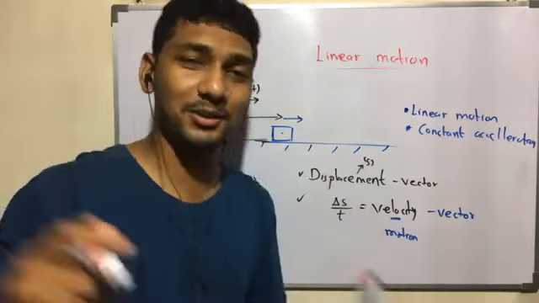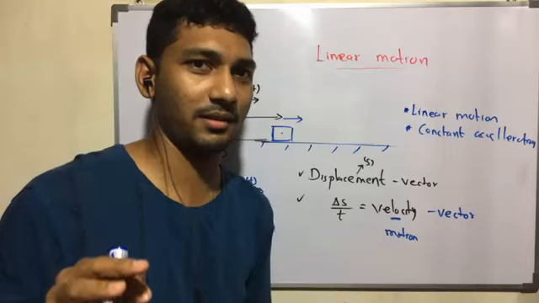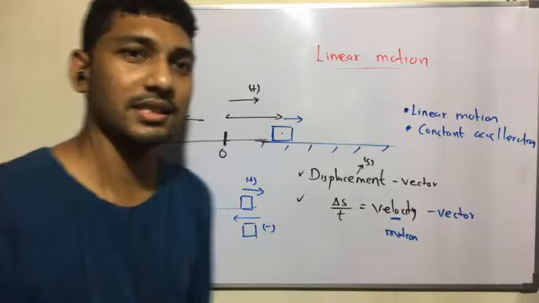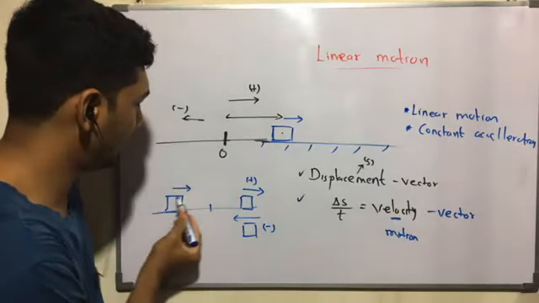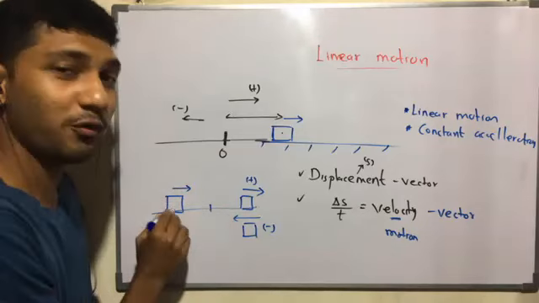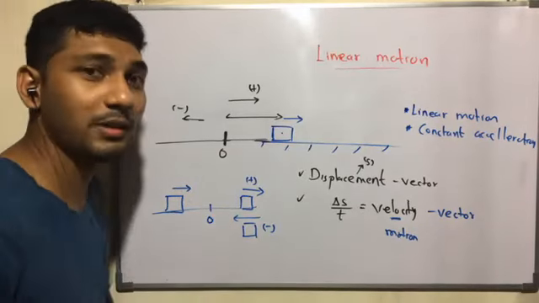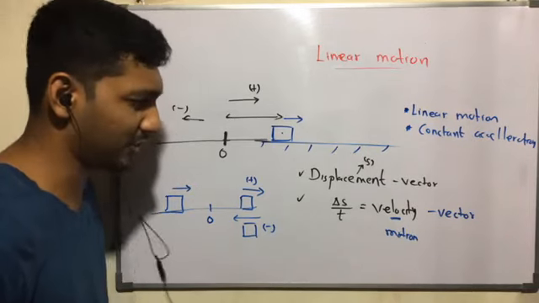Unmute and say, because I can't come and check the chat. Just unmute and say. If it is moving in this direction, this side of O, what will be the direction of this velocity?